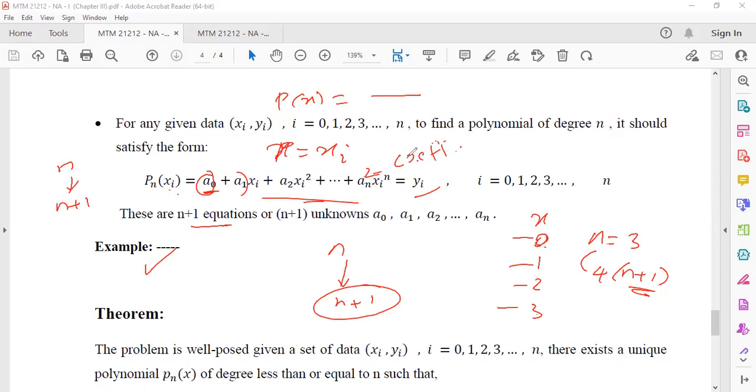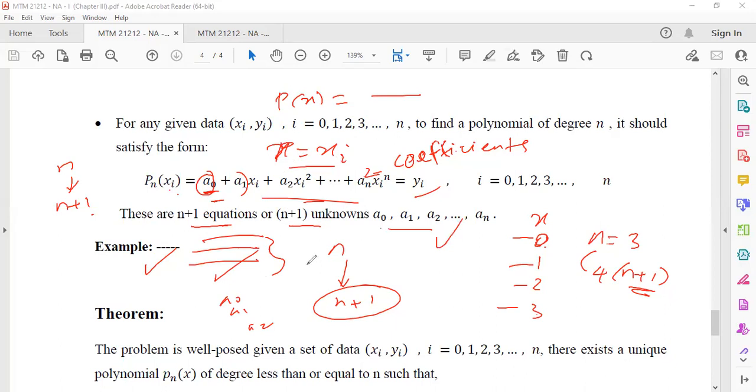We call these coefficients. So if you can find a naught, a1, a2, an, you can find the polynomial. We have n plus 1 points, so if you substitute, you will have n plus 1 equations. With n plus 1 equations, you can solve and find a naught, a1, a2. That's the only thing we don't know, and we have to find out. These n plus 1 unknowns we can find by substituting the values of x equal to xi. So that's what this note says.